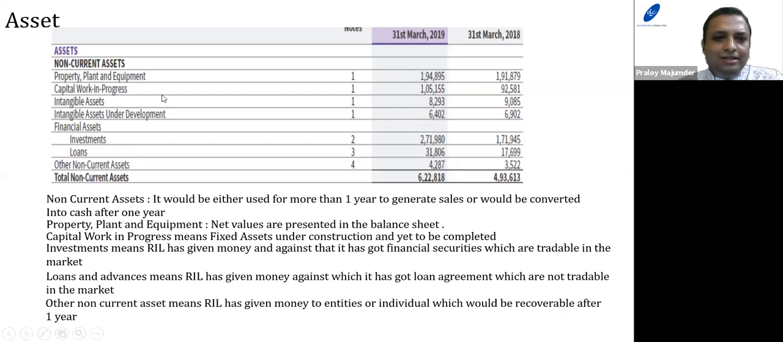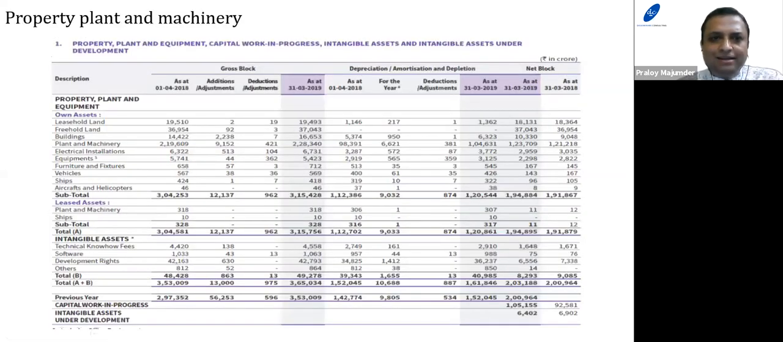If you want to know the details, we have to go to the notes. Let me show it in the notes. Property, plant and machinery, this gives you the notes details. As we have discussed, we can get the gross block. This is the gross block. Similarly, we can also find out the accumulated depreciation. So this is the accumulated depreciation. This depreciation means, since inception till date, whatever the assets in the balance sheet, the depreciation for that. Then we find out the net block.